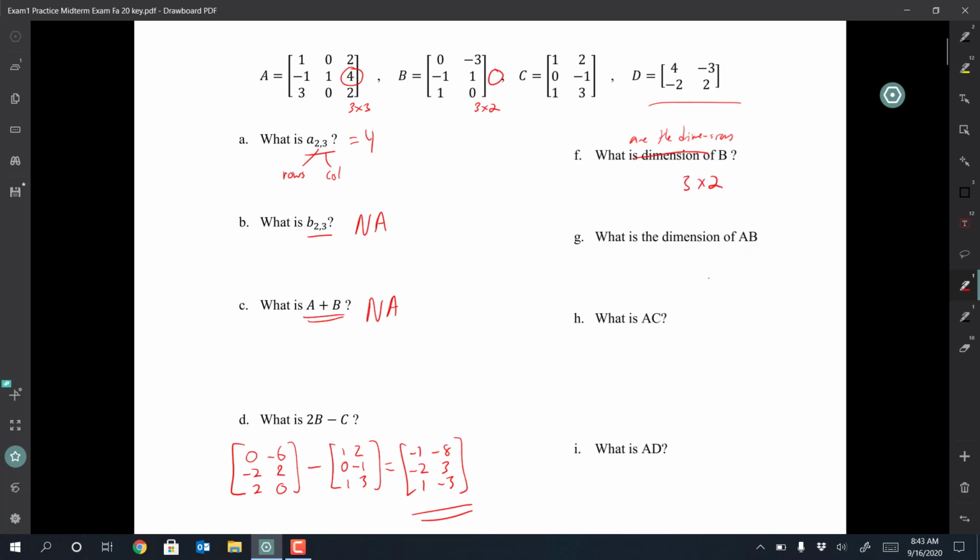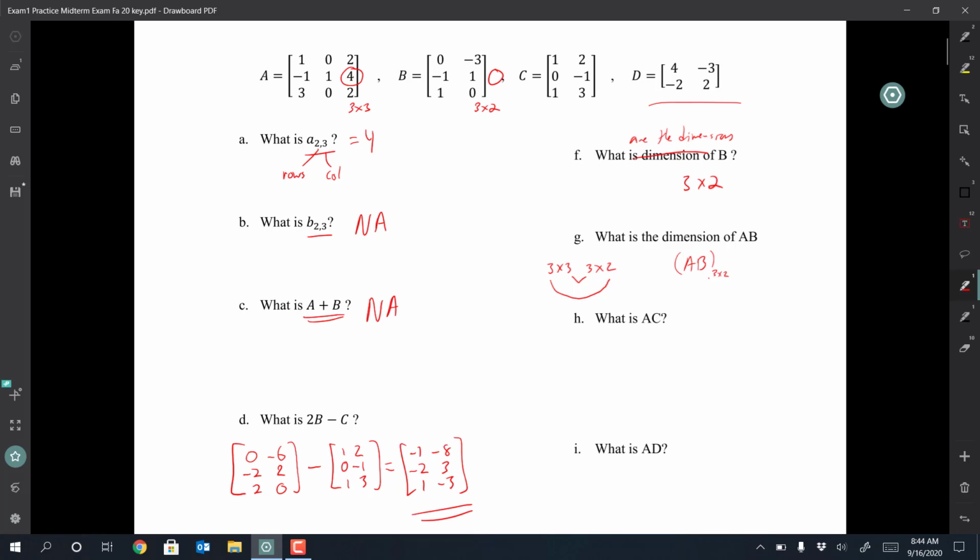What is the dimension of A times B? Well, if A is a 3 by 3, and I'm multiplying it by a 3 by 2, I can do the multiplication because I have those inside numbers matching, right? The number of columns of A matches the number of rows of B. And the outside values will give me the dimension of the product. So the product matrix AB is going to be a 3 by 2 matrix.